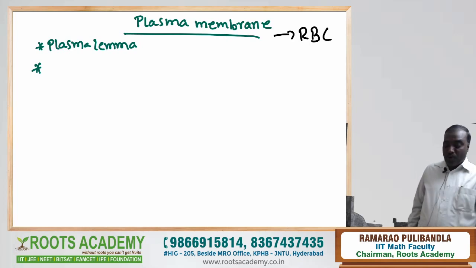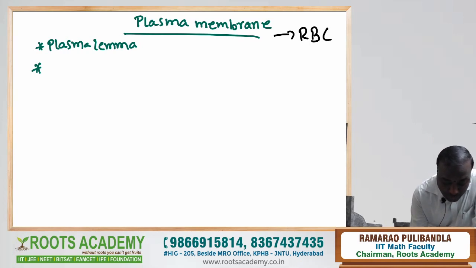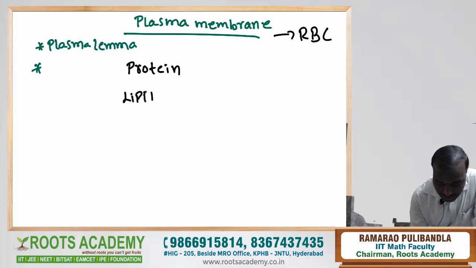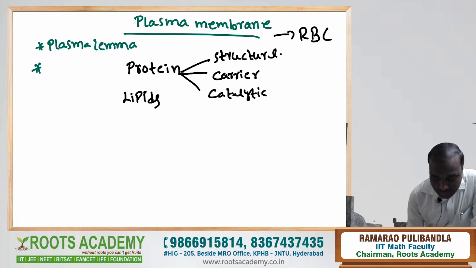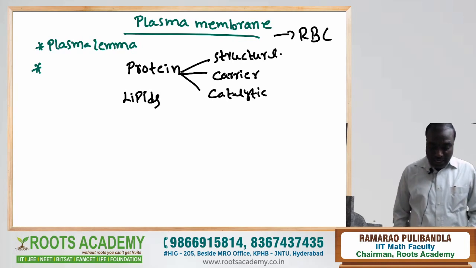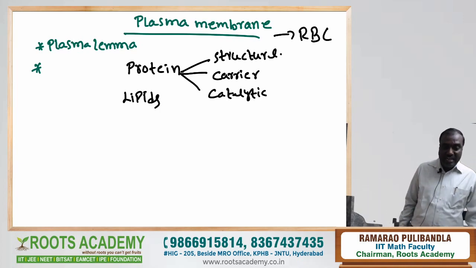Here, what are the components of plasma membrane? Generally, the plasma membrane is composed of proteins and lipids. The proteins in the plasma membrane are of three types. Number one, structural proteins. Second one is carrier proteins. Third one is catalytic proteins. Structural proteins, carrier proteins and catalytic proteins.